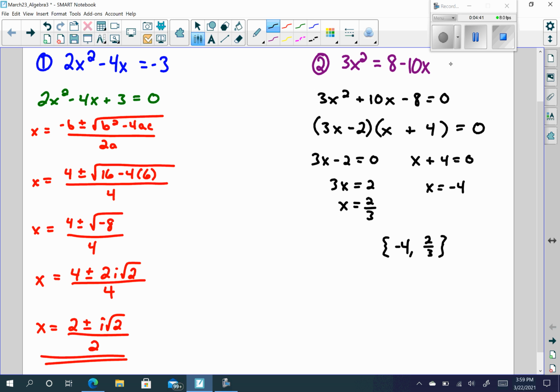And you could have absolutely used the quadratic formula here. I'd stay away, again, from completing the square. You'd have to divide everything by 3, and then you're definitely working with fractions.